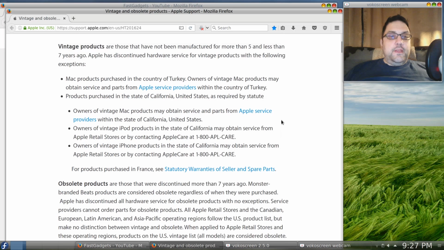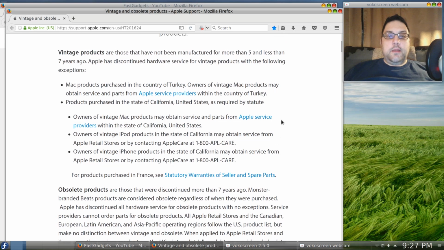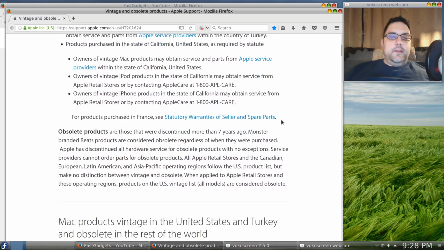First of all, vintage products are products that have not been manufactured for more than 5 years, but less than 7 years ago. So they're in between that 5 to 7 year range. And what they're basically saying is for those particular products, Apple has discontinued hardware service unless there's a couple of exceptions. One exception is the product was purchased in the country of Turkey. The other possibility is that you purchased the product in the state of California. This is a statute that's required by the state of California. So if you're one of those lucky people and you have an older system, guess what? Your system is still covered. So good news there.